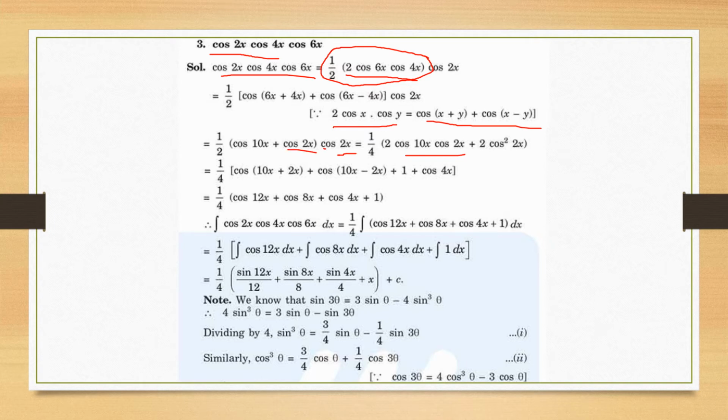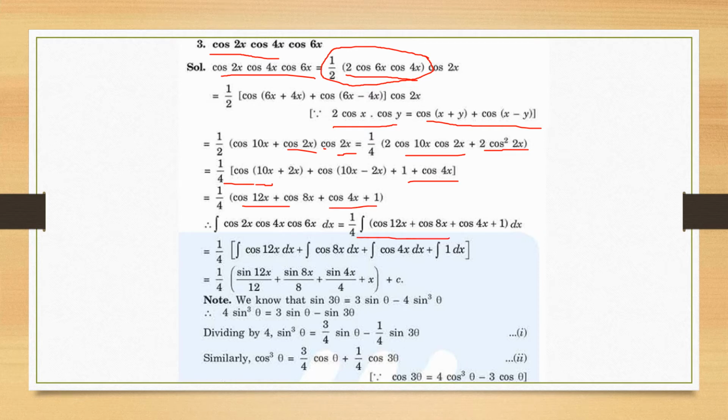So it becomes 1 by 4. Again I'll apply the same formula as before. So it is cos 10x plus 2x, that is cos 12x, plus cos 8x, and this becomes the formula for 2 cos square 2x, which is 1 plus cos 4x. So now this has been converted to this.